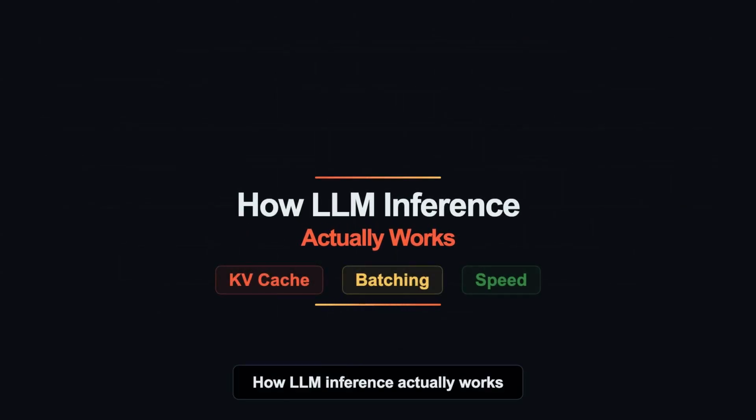Training a model gets all the headlines, but the part you actually pay for every single day is inference, which is running the model to generate text. It is also where most of the engineering effort goes, because making a model fast and cheap to serve is brutally hard. Over the next few minutes, we look at what really happens when a model answers you: the two phases of generation, the KV cache that makes it possible, how batching squeezes a GPU, and the tricks like speculative decoding that make tokens come out faster.